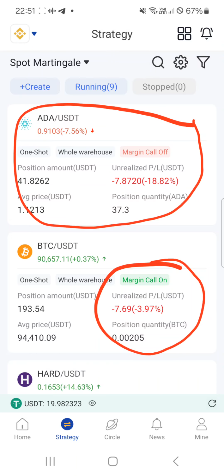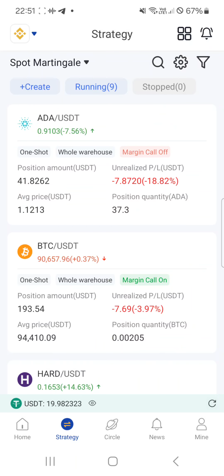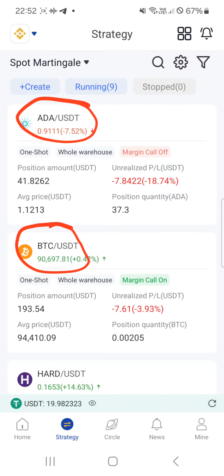by negative 3.97. But the main thing, if we look at at least those two trades, just pay really good attention here. You went on to trade ADA, Cardano, or you traded Bitcoin, which is BTC, in this section here. That is the trading pair I am talking about.